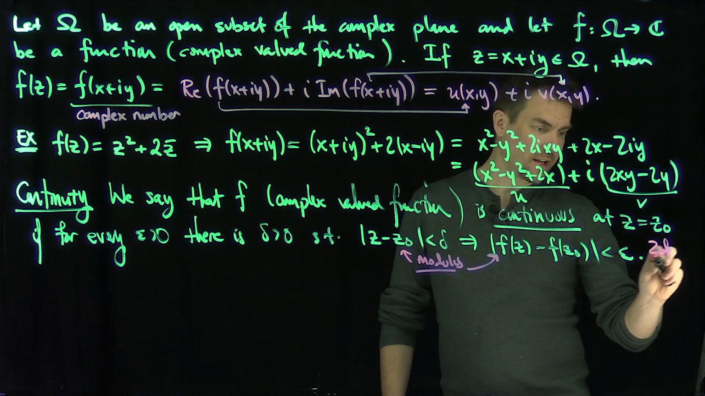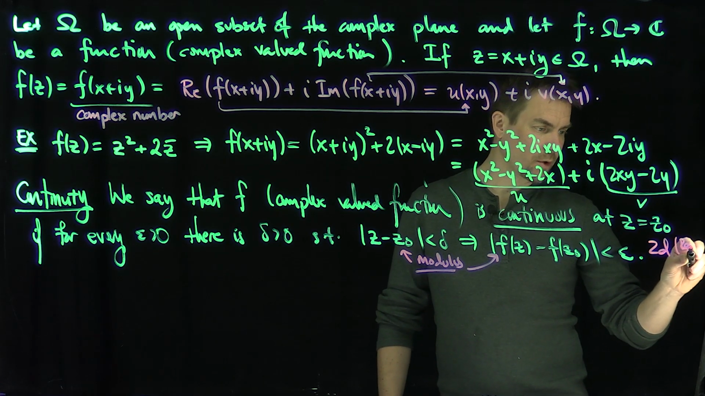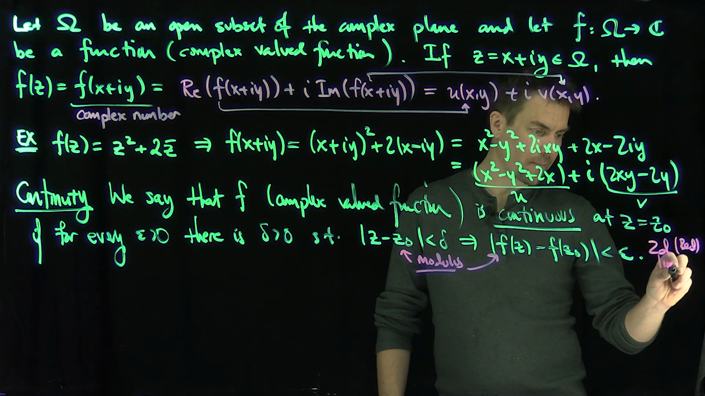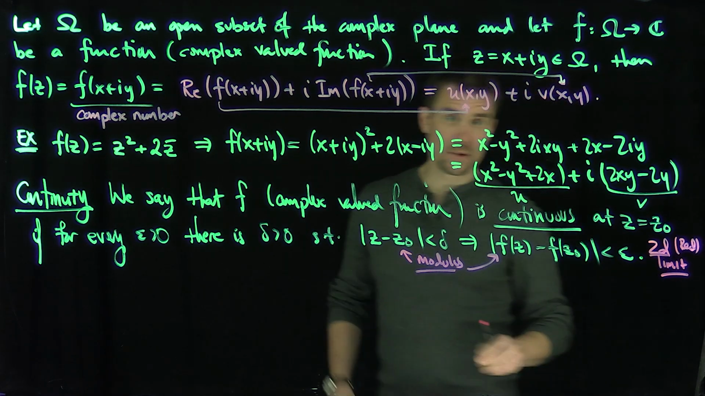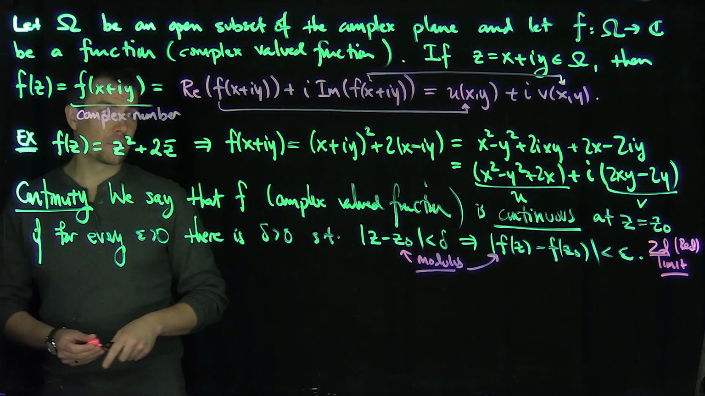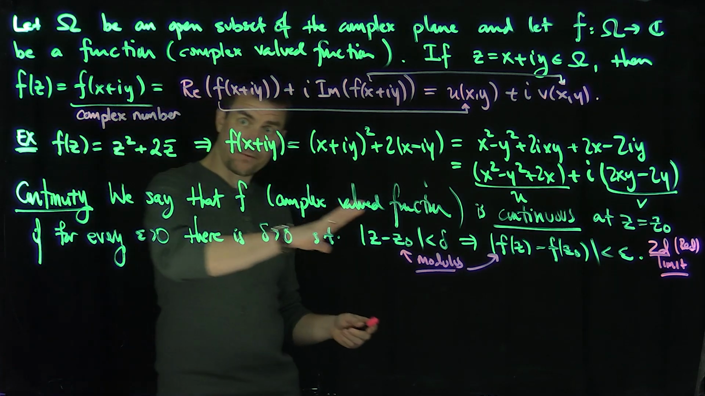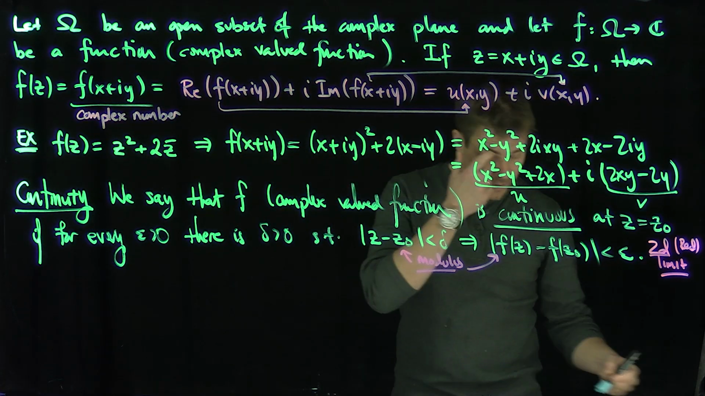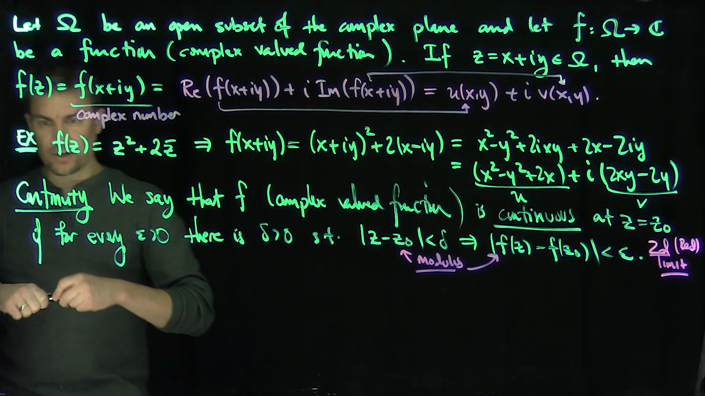These are 2D real, of course, right? They're two real dimensional limits. And we know from Calc 3 that 2D real limits can be a little bit tricky to evaluate. That's what continuity means, okay? It's the same thing as for ordinary calculus. Great. All right, how do we do derivatives? Differentiation.